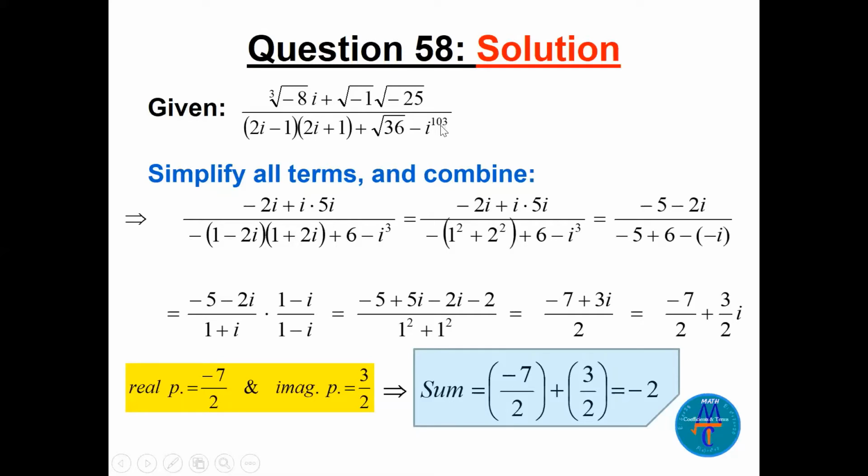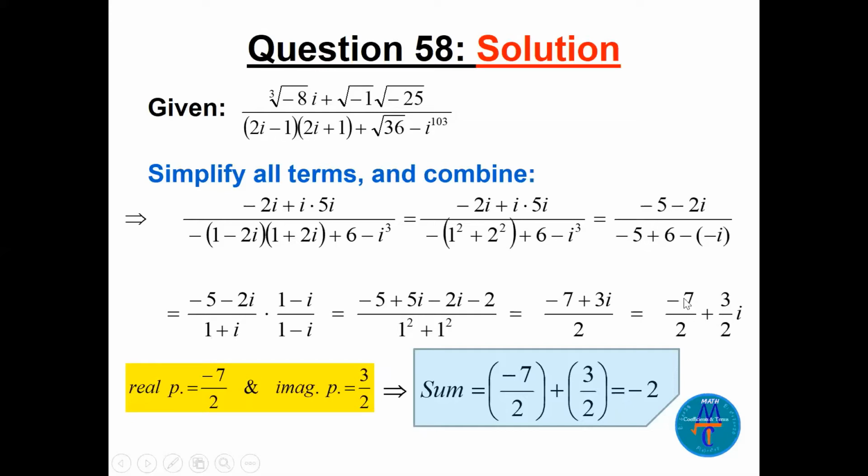103 divided by 4, the remainder is 3. And we know i cubed is minus i. See, the minus i, and the i becomes plus i. So when you simplify everything, you get minus 5 minus 2i over 1 plus i. We have to multiply by the conjugate of the denominator up and down, and then you multiply until you get minus 7 over 2 plus 3 over 2 i.